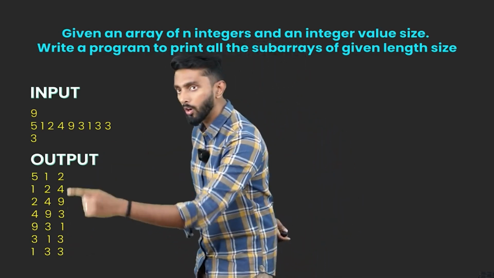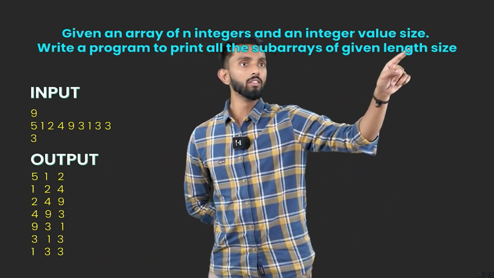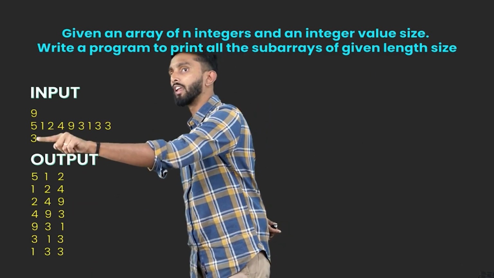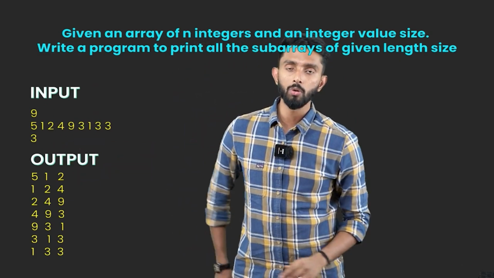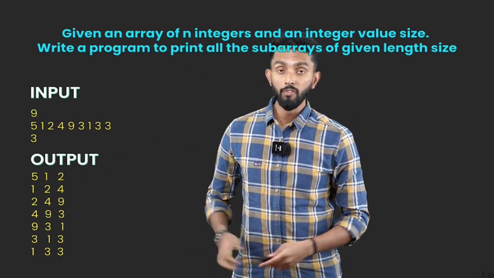And what is common between all these subarrays? Their length is nothing but 3. That 3 can be 4, it can be 2, it can be 6, it can be 8, it can be 9. I hope everybody understood. Yes or no? If you understood the question, now let us think about the solution.